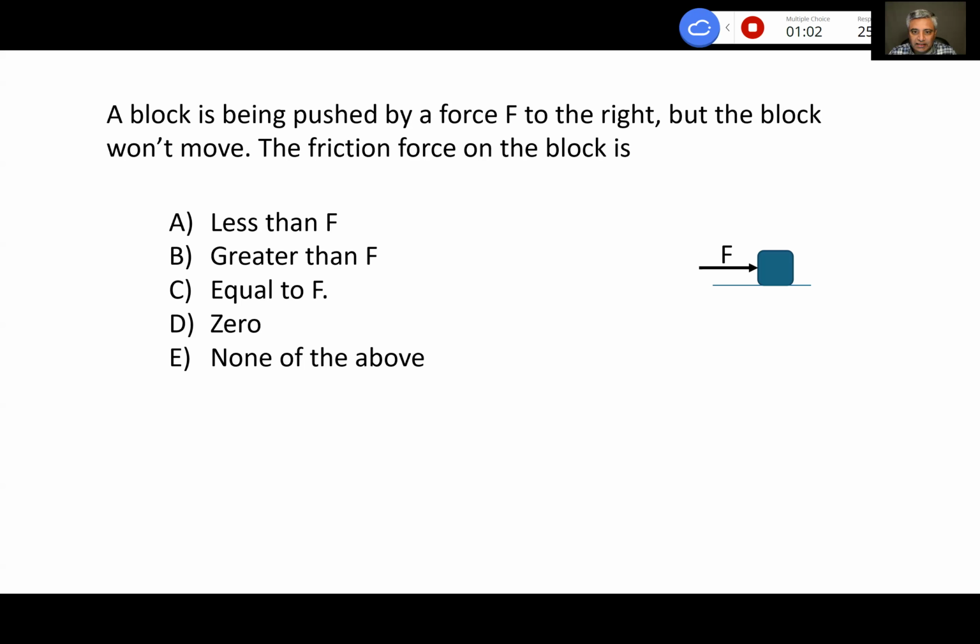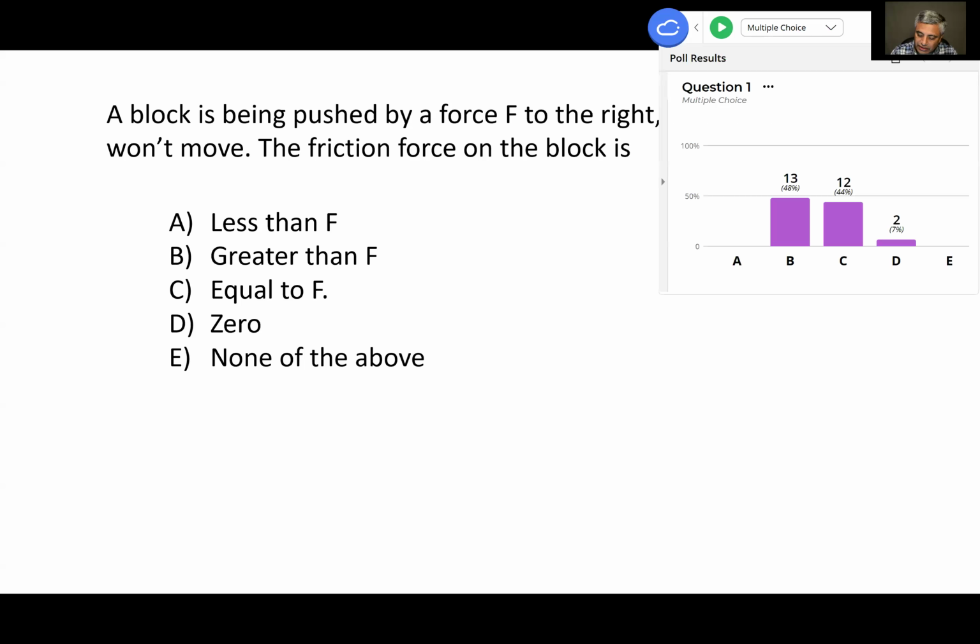Thirty more seconds. Five more seconds. 5, 4, 3, 2, 1, and it stops. Okay, so let's see how we did here.